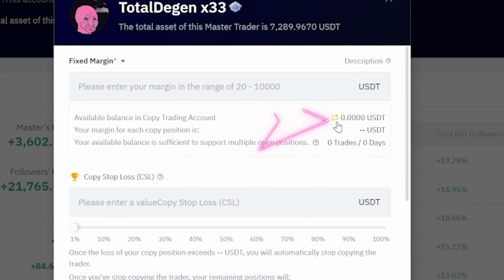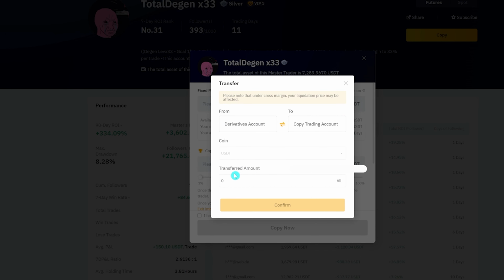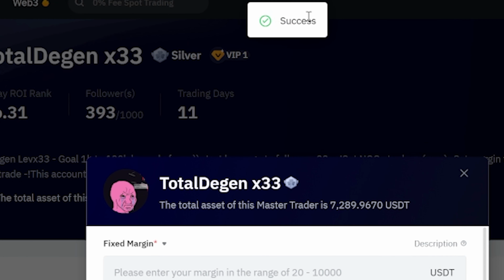I'm going to click on this icon over here, and let's actually put maybe 150 and click on confirm, and you can see the funds were successfully transferred to our copy trading account.